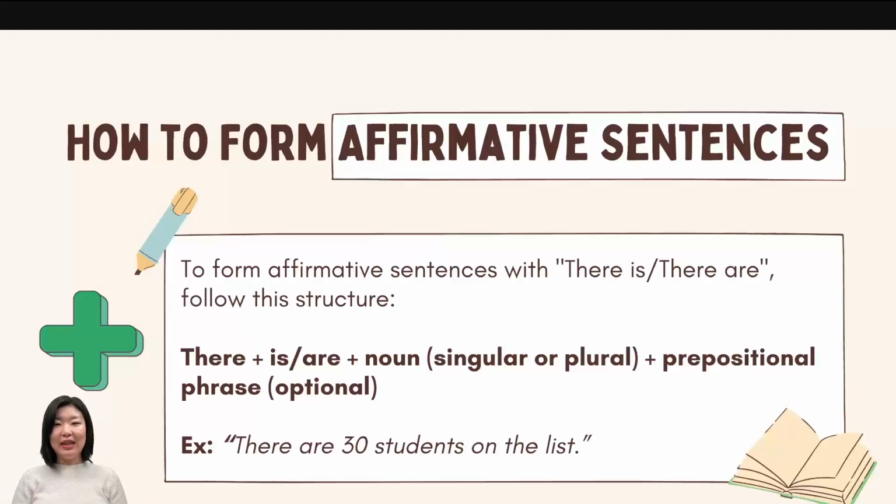Let's have a look at the example. There are 30 students on the list. It means that there are 30 students existing on the list. There is and there are are actually used quite a lot in English sentence structure.